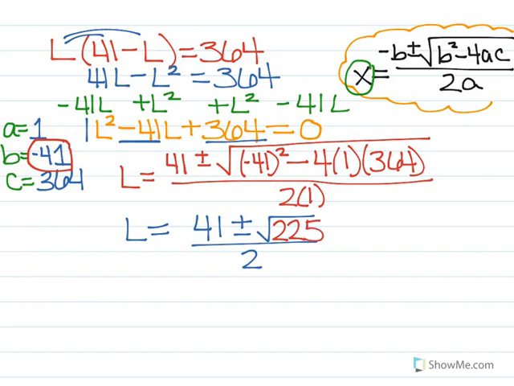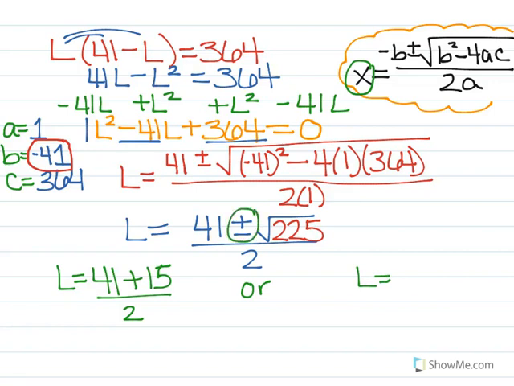225. Now if you remember from your perfect square list, 225 is a perfect square, and it turns into 15. So you're going to end up with 41 plus 15 all over 2, or the other option, because again, this plus or minus gives you the two options, the other option would be 41 minus 15 all over 2.